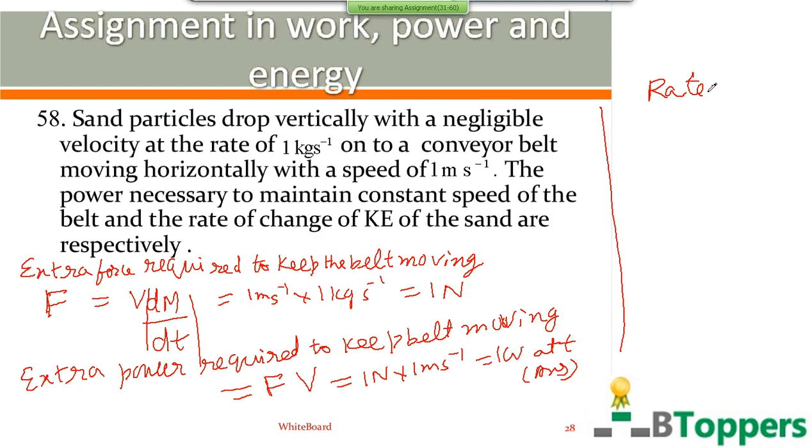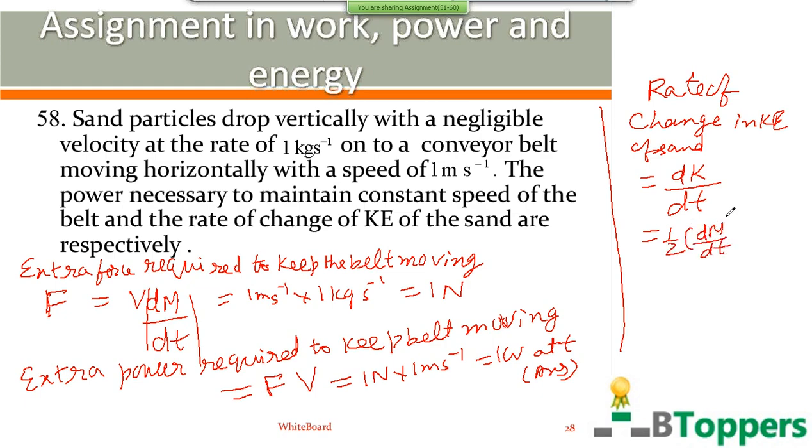So the rate of change in the kinetic energy of the sand particles dropping onto the conveyor belt, you can write dK by dt. dK is the increase in the kinetic energy of sand particles in time dt. That you can write as half into dm by dt into v square. dm by dt is the rate at which the mass of the sand particles is falling onto the conveyor belt. That is given as 1 kg per second. The velocity is 1 meter per second. That comes to 0.5 watts. That is the answer for the second part of the question.